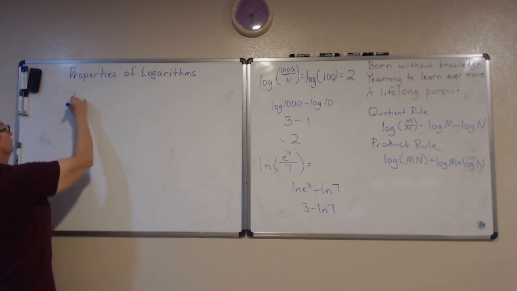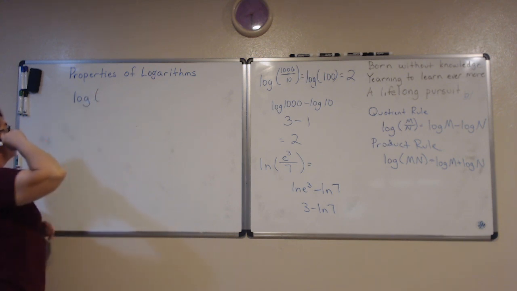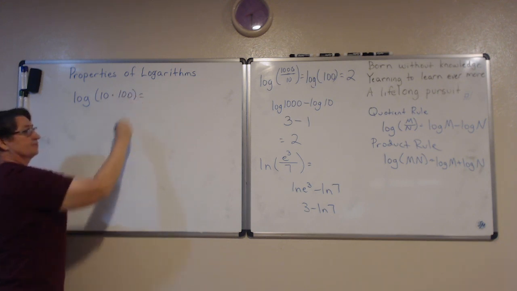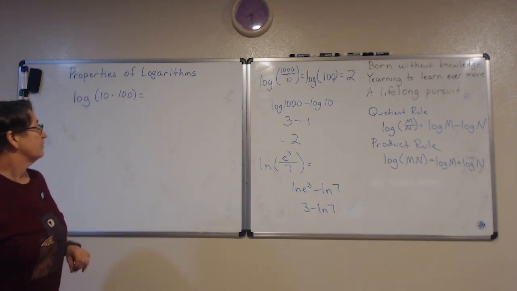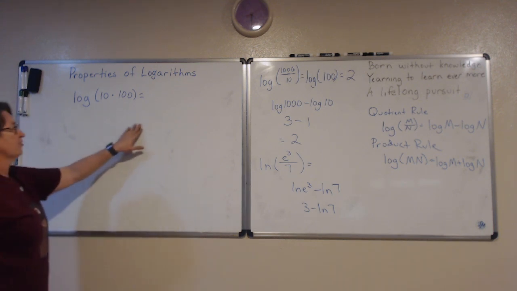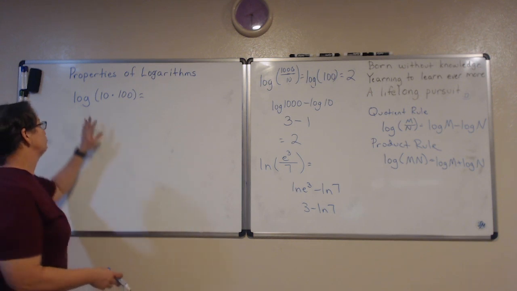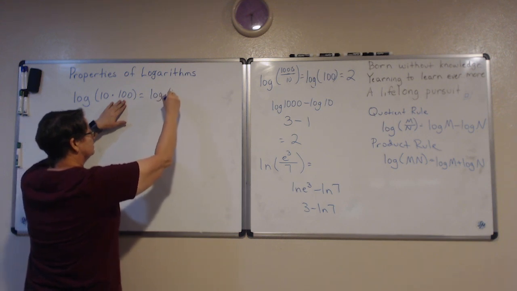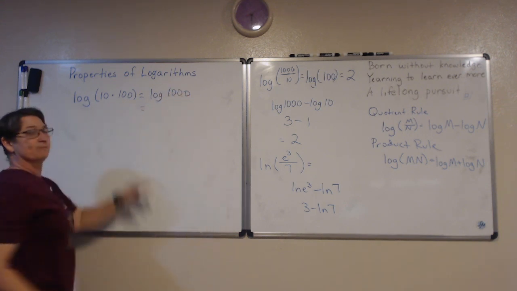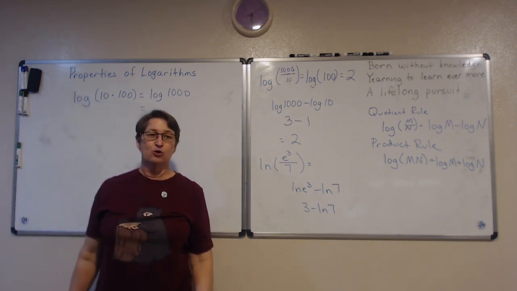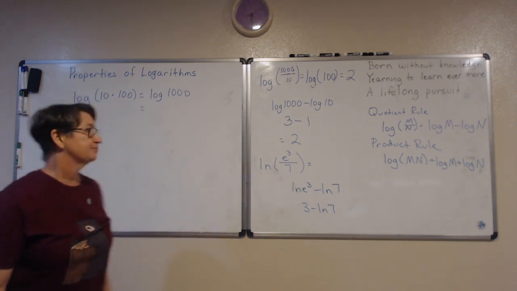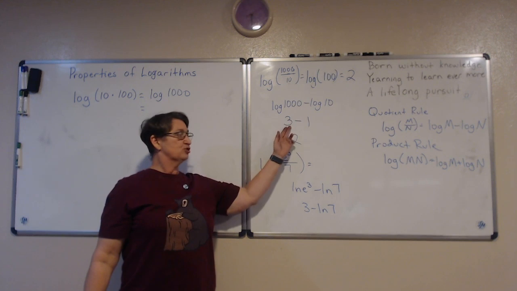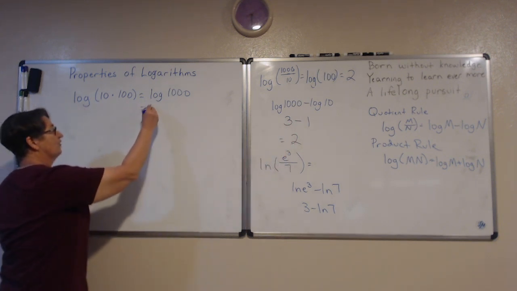So here's an example. I have log of 10 times 100. Well, we could do it this way, where we just multiply that out. Log of 10 times 100 is just 1,000. So what is log of 1,000? Oh, we saw that earlier. It was just equal to 3. So that's just equal to 3.